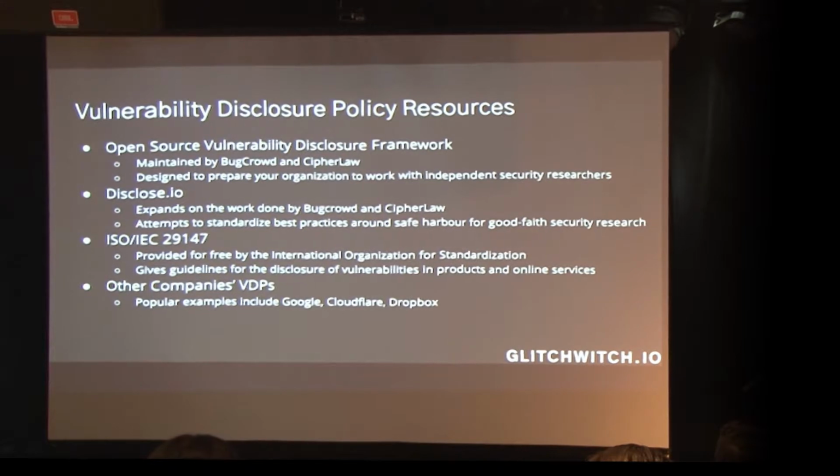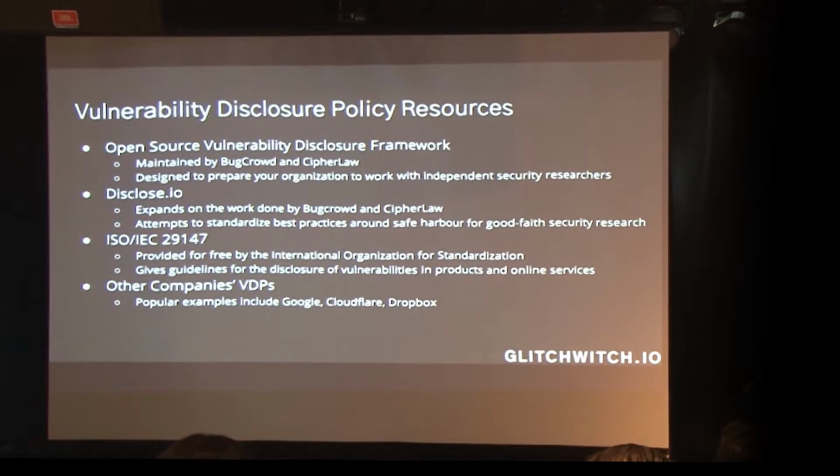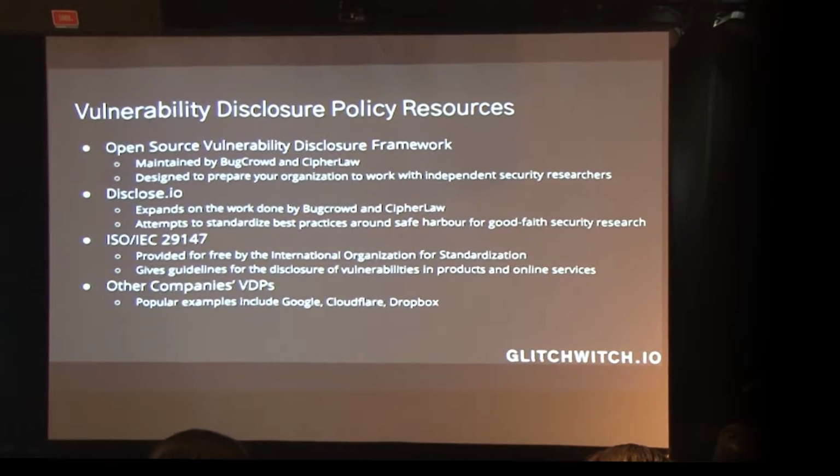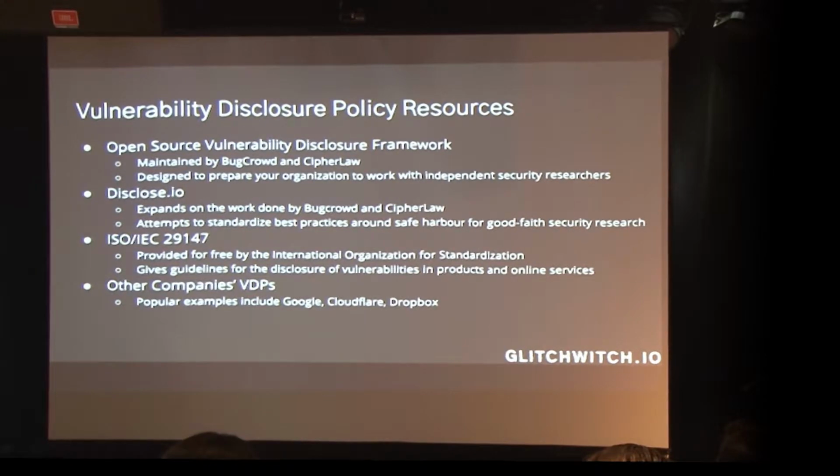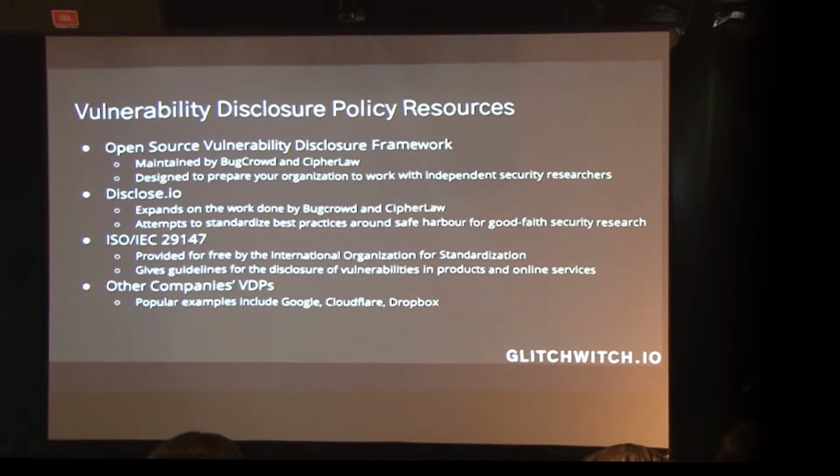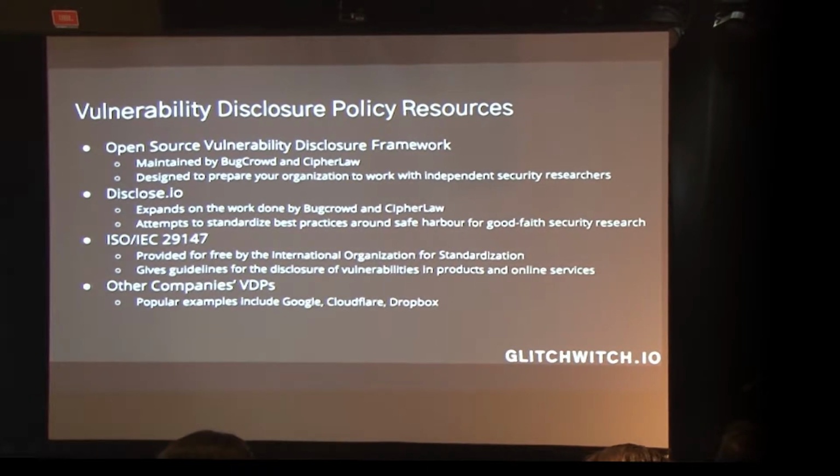The second one is disclose.io, which builds off of the previous work. And again, it attempts to standardize best practices around safe harbor and good faith for security researchers. There's also a free ISO, which gives guidelines for disclosures of vulnerabilities. It's about 42 pages, goes into great detail of pretty much all the things you might wonder. And of course, you can always look at other companies' vulnerability disclosure policies. Some examples I've included are Google's, Cloudflare's, and Dropbox's.